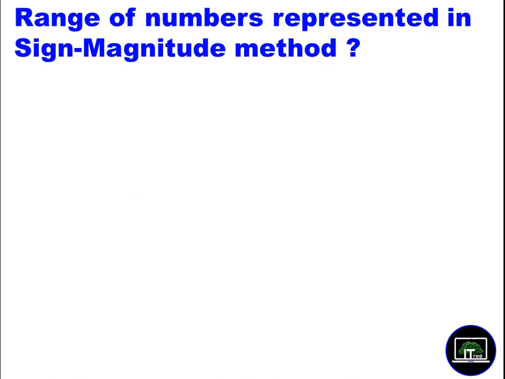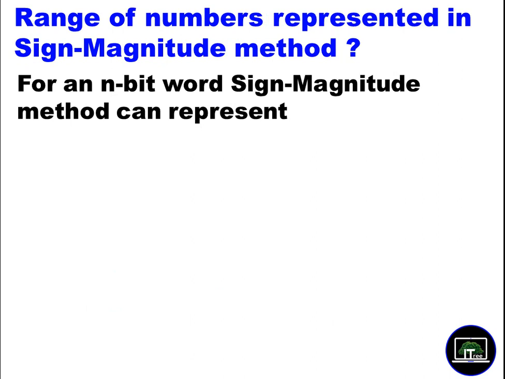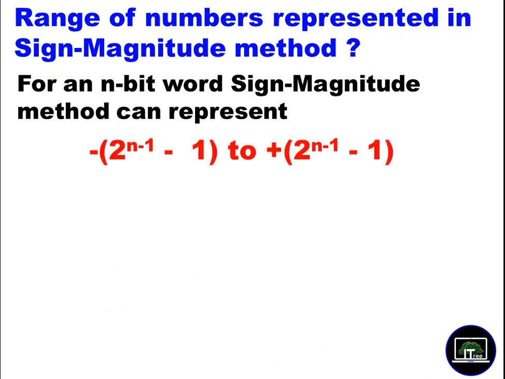Okay. Now if you look at sign magnitude numbers, what is the range we can represent with sign magnitude? If you use an n-bit word, this is the formula we use to represent the range. It is minus 2 to the power n minus 1 minus 1.